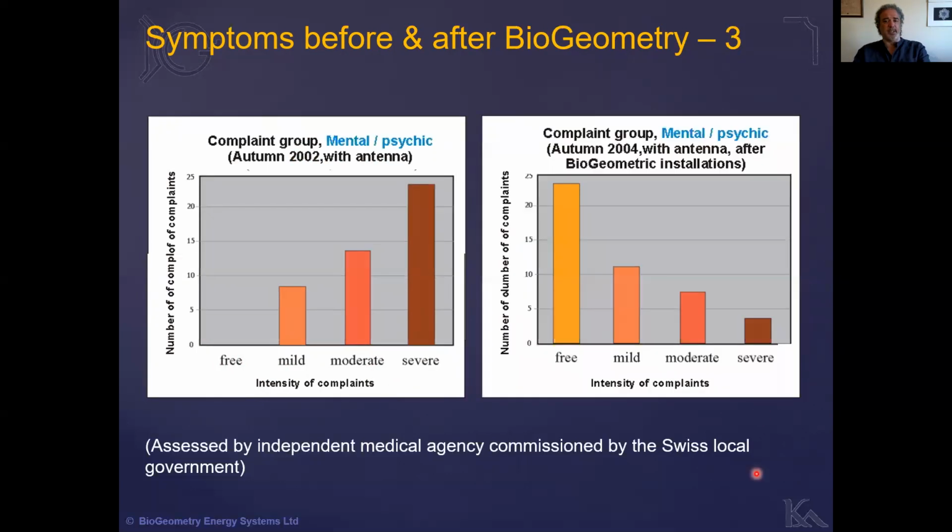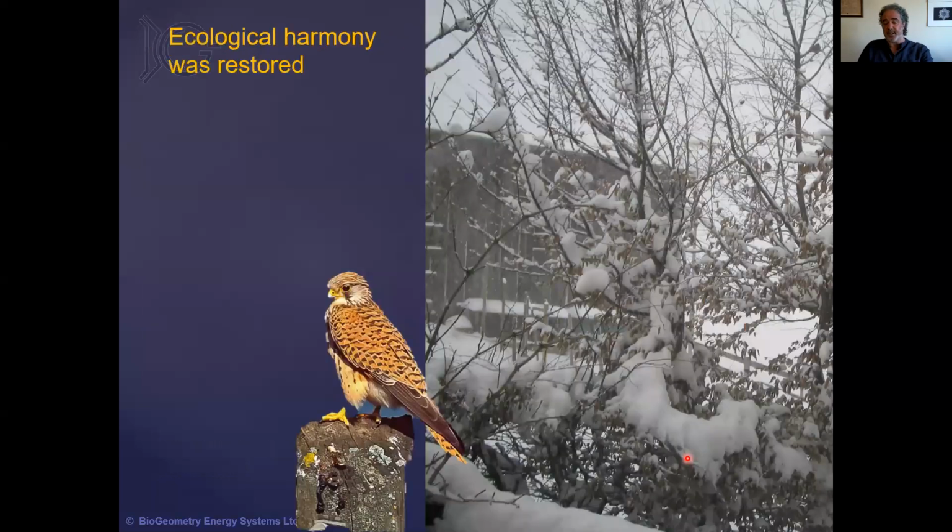And once again, the same thing with this time, the complaints segregated into what could be called mental psychic, presumably referring to the changes in behavior, irritability, etc. And again, nobody was free of symptoms, and the vast majority of this category were reporting severe. Now it's the very opposite. The majority were reporting themselves to be free from symptoms, and the ones with severe symptoms have dramatically decreased. So this really demonstrates the efficacy of biogeometry.